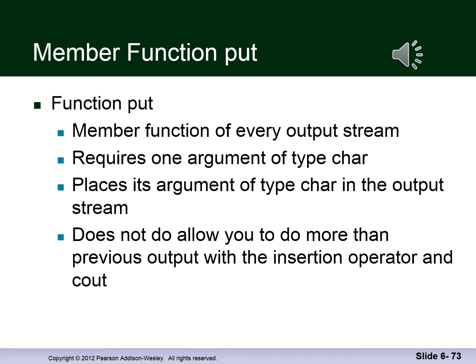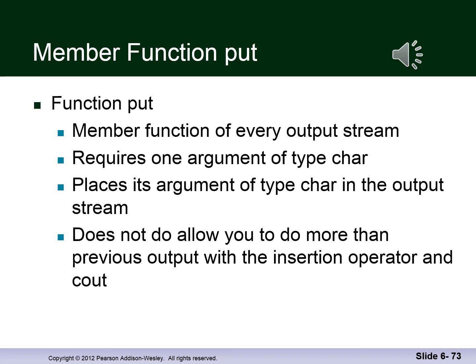Next, we take a look at another member function of every output stream called put. It has one argument, and the argument is a char, and it places that one char into the output stream. It doesn't allow you to do more than previous output with the insertion operator and cout, just another option.